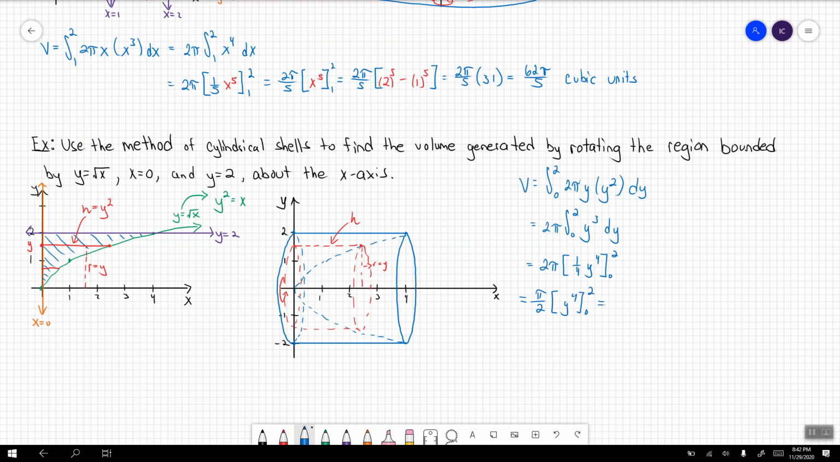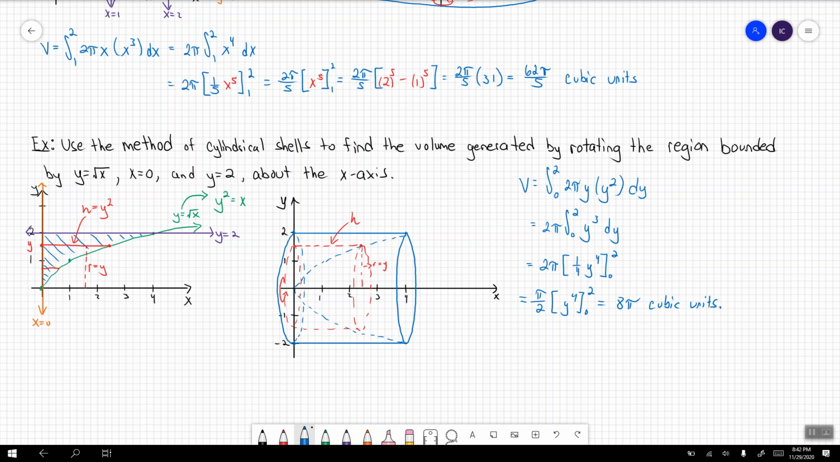Well, evaluating 0 into y to the 4th would just naturally get us 0. So all we really need to do is evaluate 2 to the power of 4. But 2 to the power of 4 is going to be divided by 2, which means we just take away 1 from the exponent, which is 2 to the power of 3, and that's going to be multiplying pi, which means 2 to the power of 3 times pi is 8 pi. And this is, again, cubic units.